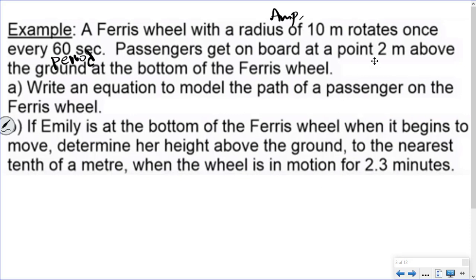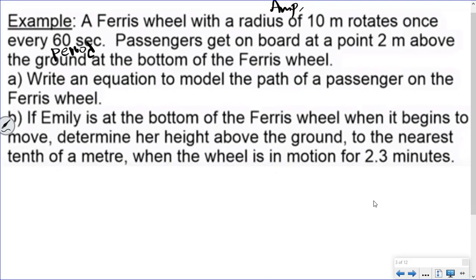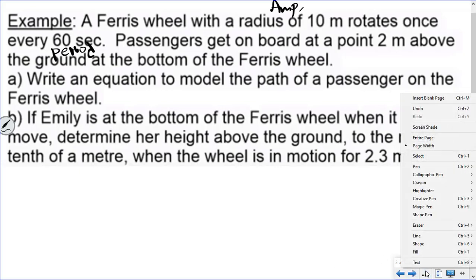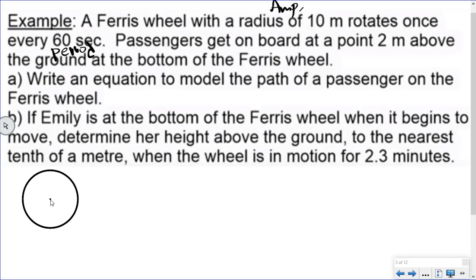If passengers get on board 2 meters above the ground at the bottom of the Ferris wheel, so the bottom of my Ferris wheel is 2 meters above the ground, what we want to do again is write an equation that's going to represent this Ferris wheel. Now, this question doesn't necessarily ask for a graph, but you might want one because it's a bit easier to pick out these pieces of information with that visual representation. So it might be worthwhile to draw a graph if you're not sure how to find the A, B, H, and K values. If you're pretty confident in your ability to find those, then just go for it and see how you do.